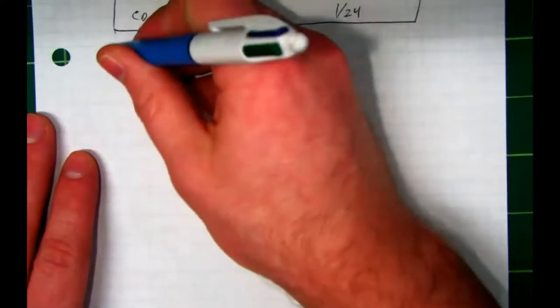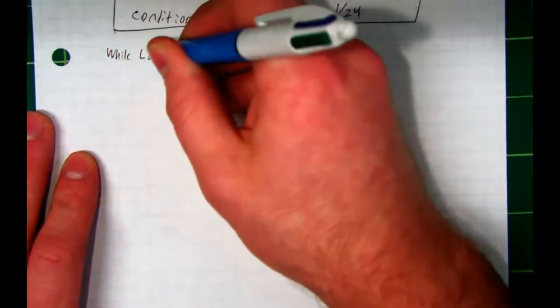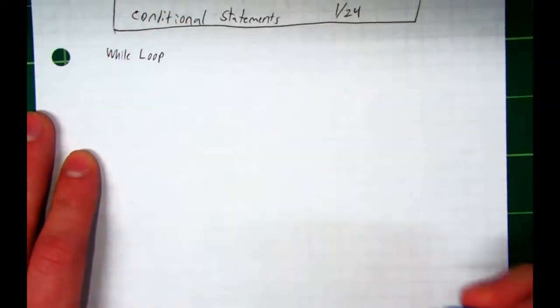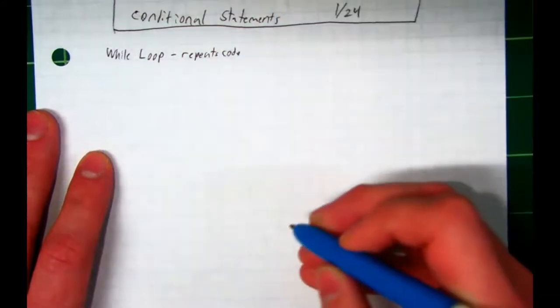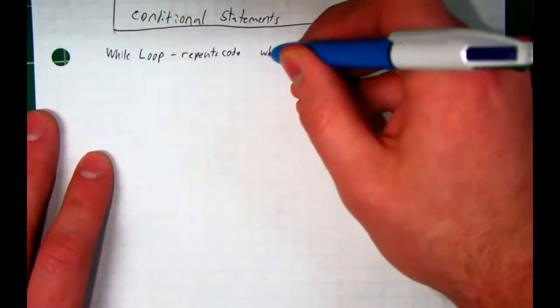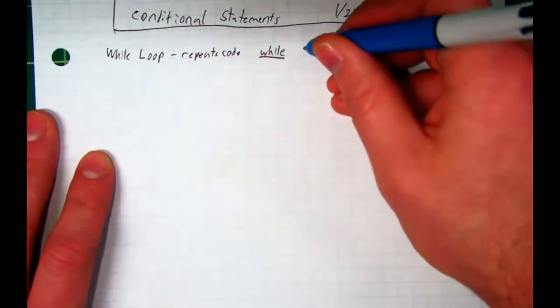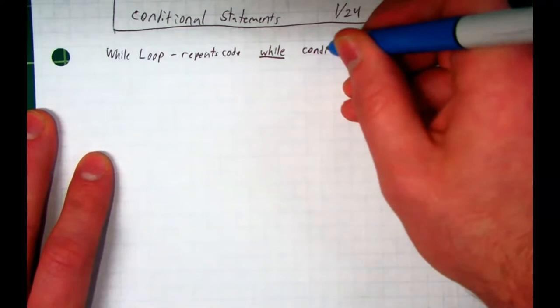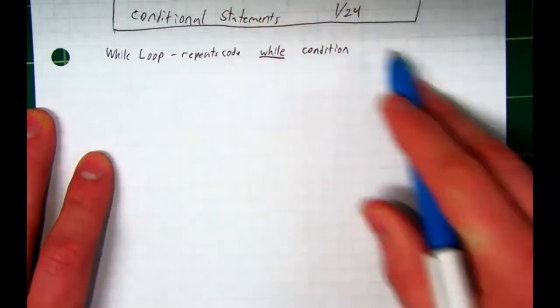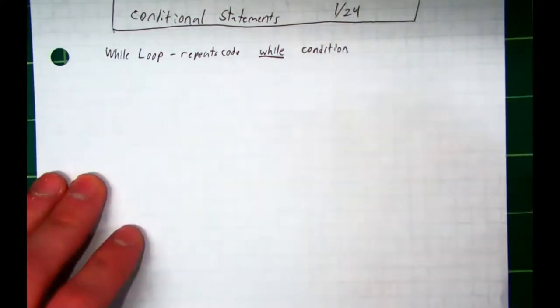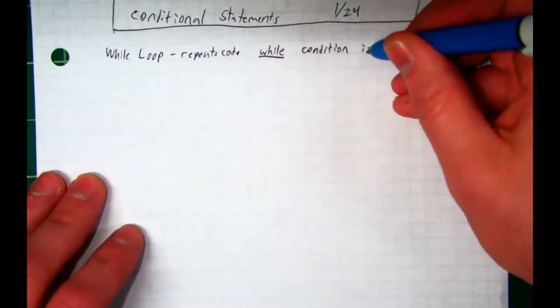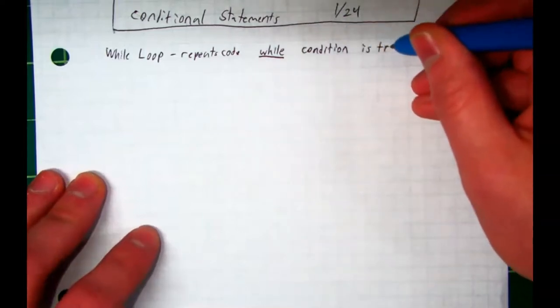So the first conditional statement is what we call a while loop. What a while loop does is it repeats any code written while, and then underline the word while because that's kind of the key, while the condition stated remains true. Some of you have already started on while loops, and so you kind of figured this out on your own. But while the condition stated is true.